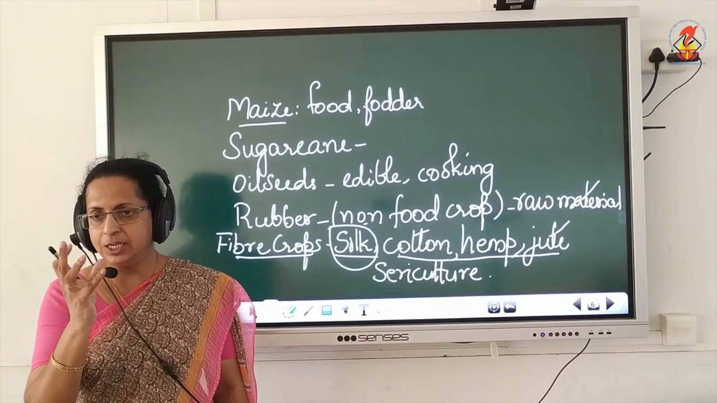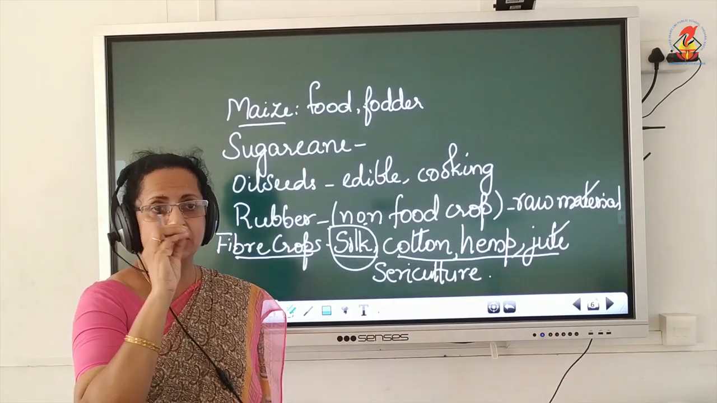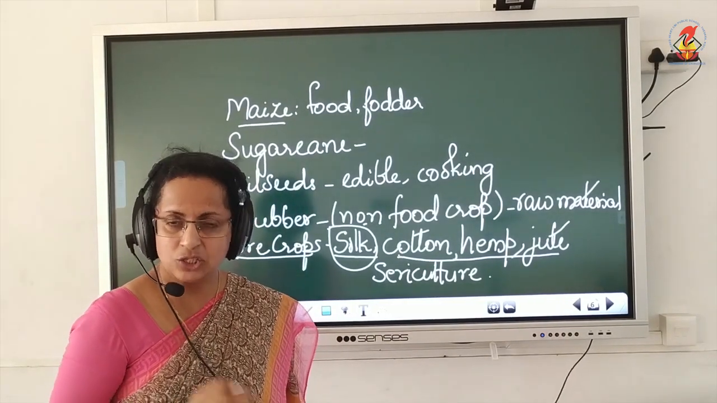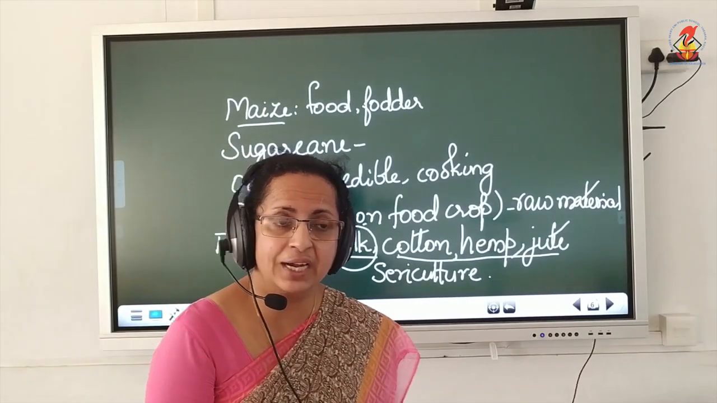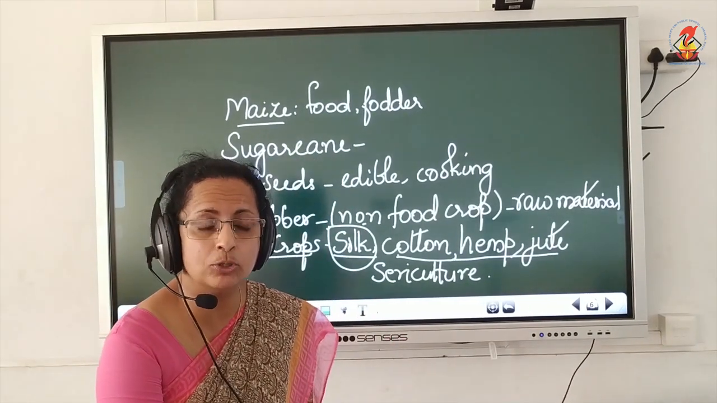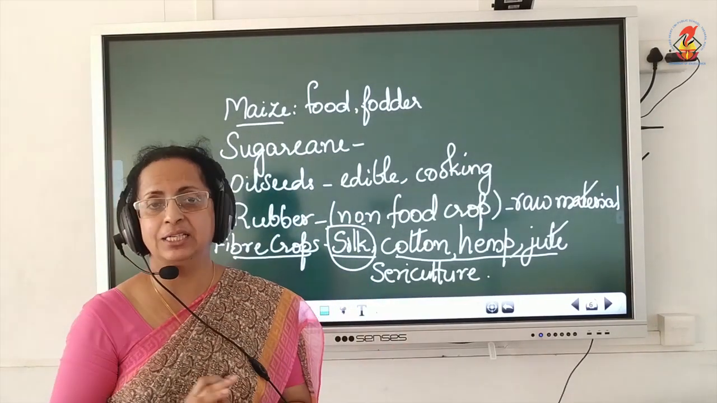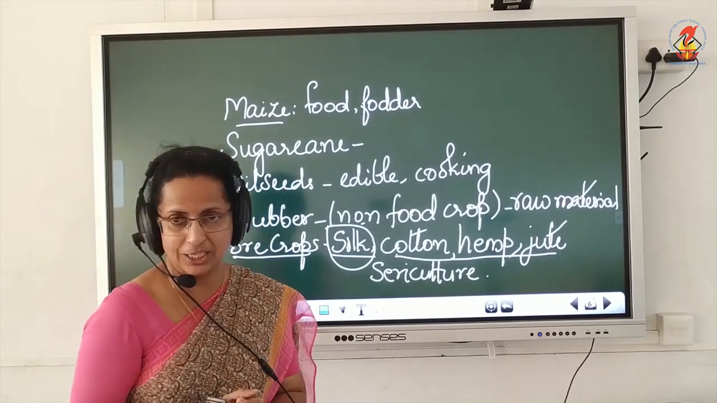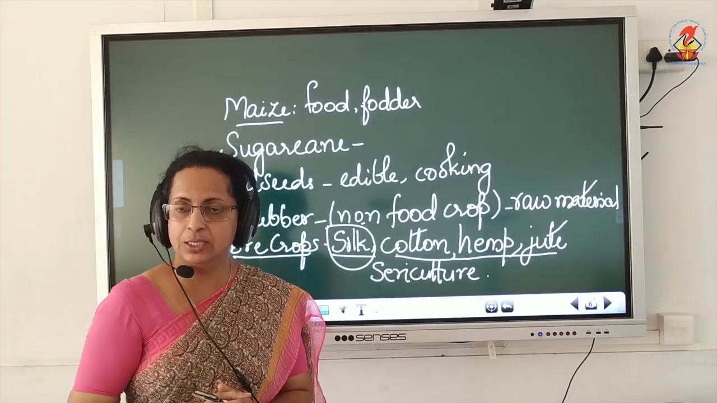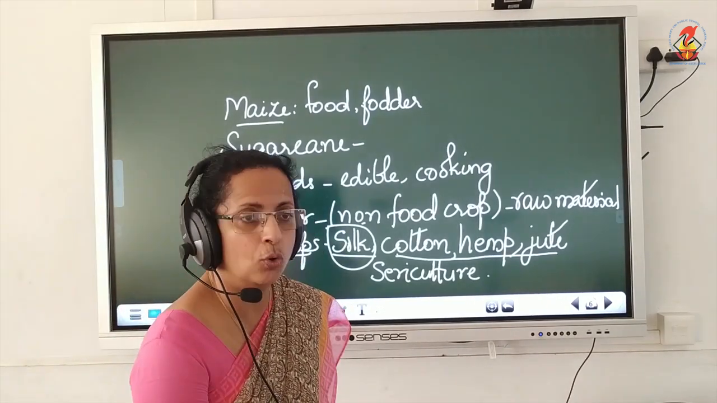You have seen the cotton balls, is it not? The cotton gets damaged when there is moisture in the air. So, it can be grown only in those areas where it is dry for almost 210 days and needs bright sunshine because it should get dried up and then the pod breaks open, is it not? And then you will know that the cotton is ready for harvest.